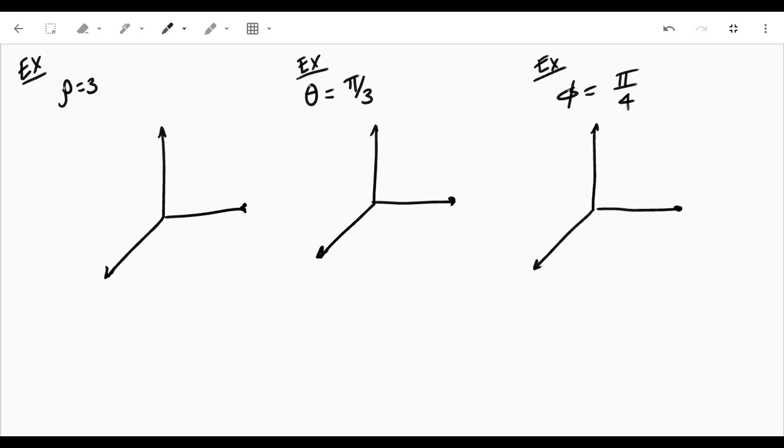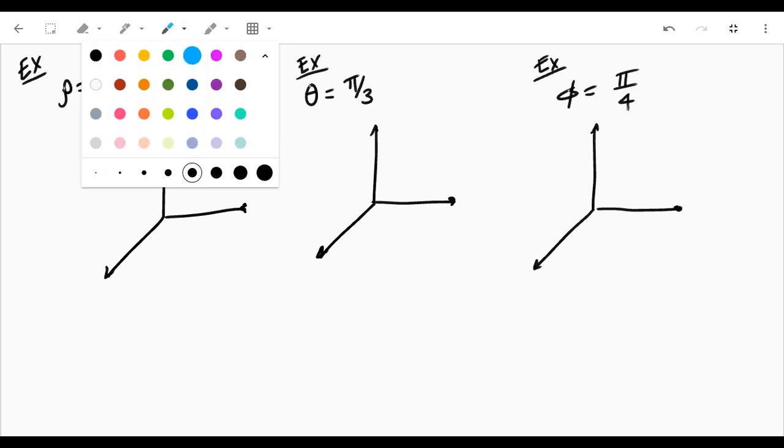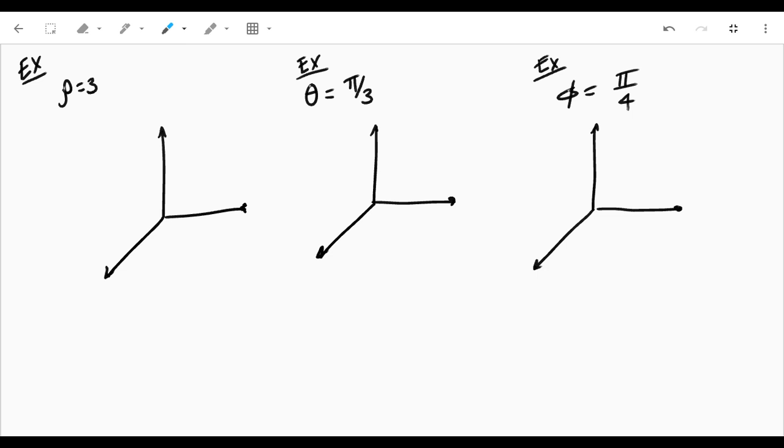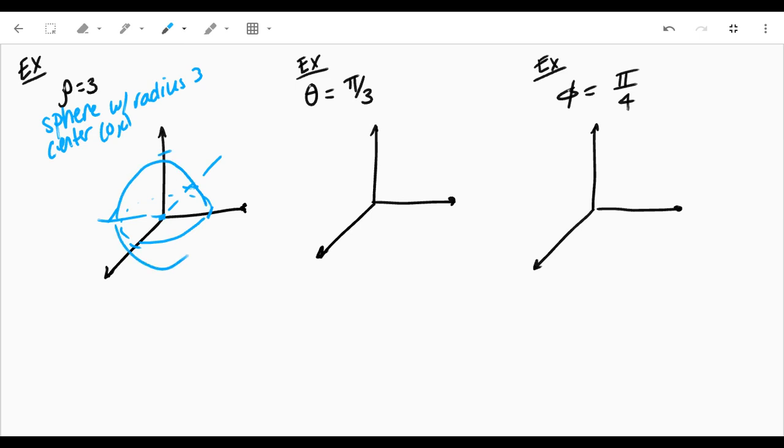Now, if rho is a constant, that means that your distance from the origin is always 3. So that is going to be a sphere with radius 3. That's going to be a little bit tough to draw, but I'm going to do my best. Centered at 0, 0, so going out to 3 in all directions, including above and below, roughly.